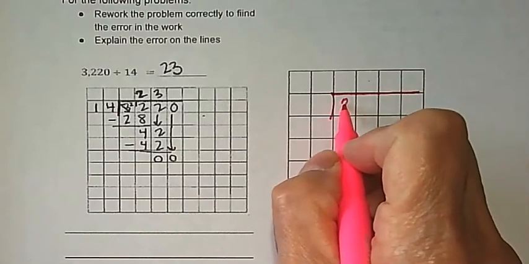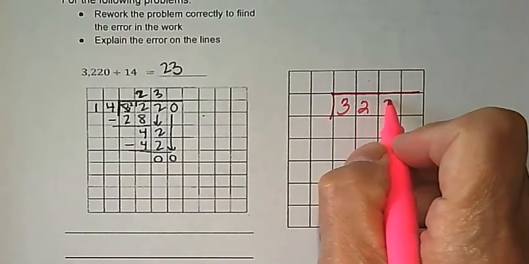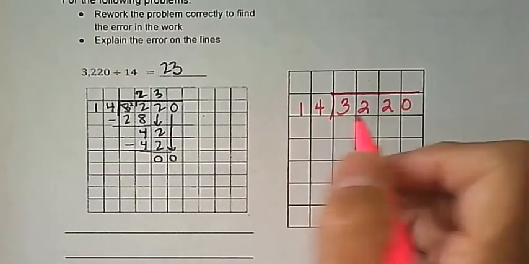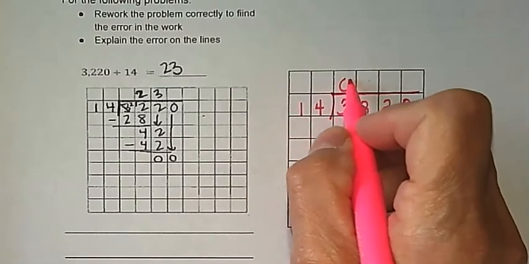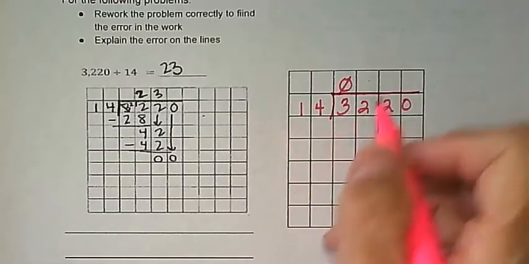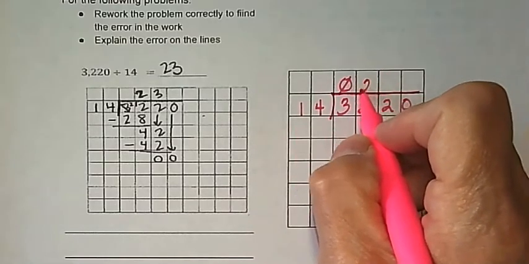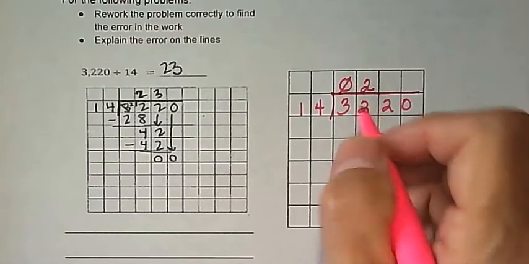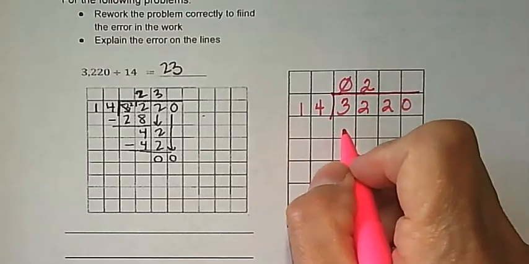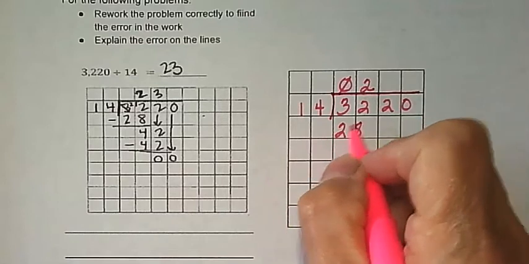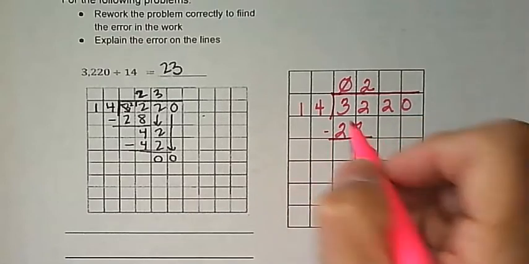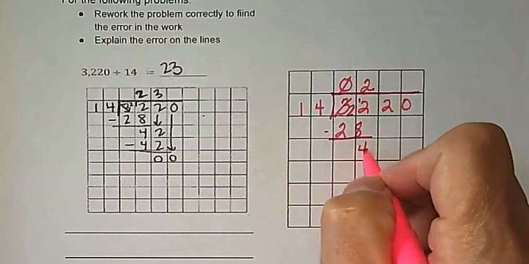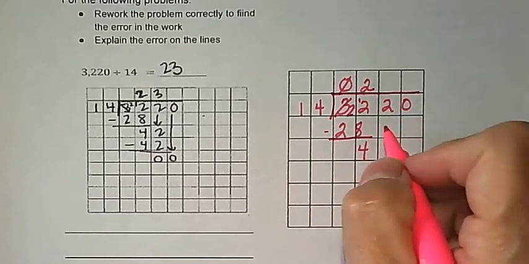So I'm putting my dividend inside the house, 3,220, and my divisor outside of the house. I can't divide 14 into 3. 14 will go into 32. I think that'll be 2 times because 14 and 14 is 28, and that's pretty close to 32. So 14 times 2 is 28. Subtract here. 8 from 12 is 4. And of course that's 0.